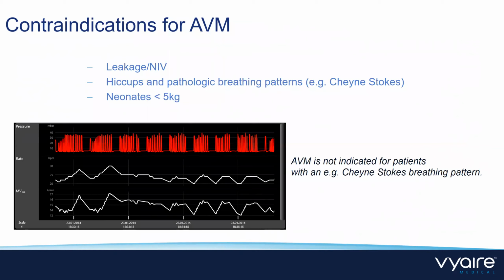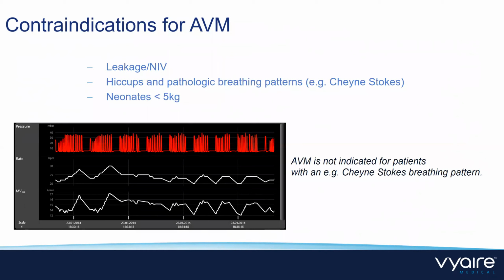And it can't also be used for NIV because in NIV we expect leakage. If there are hiccups or pathologic breathing patterns like Cheyne-Stokes, and you see it on that trending data, AVM is also struggling to calculate and recalculate because of that always recurring breathing pattern. So you see that the rate and also the minute volume doesn't look very constant. So this might also be something where you have to consider to change or switch to another mode.